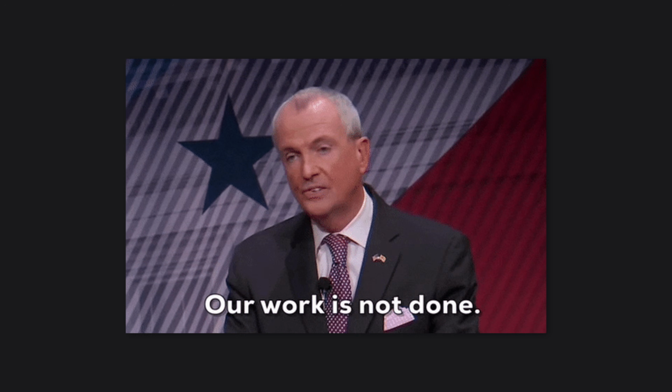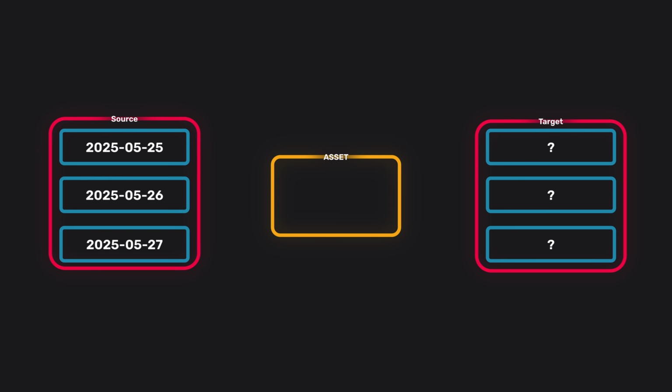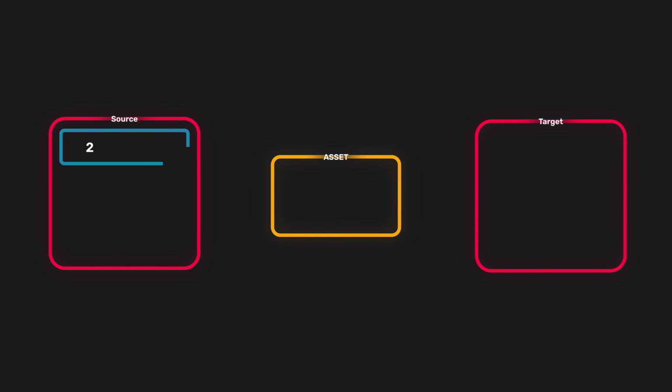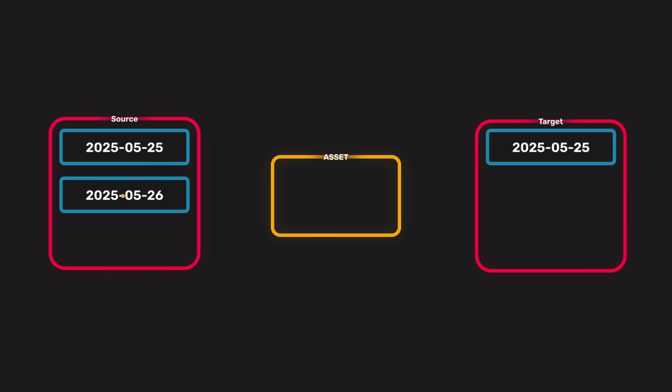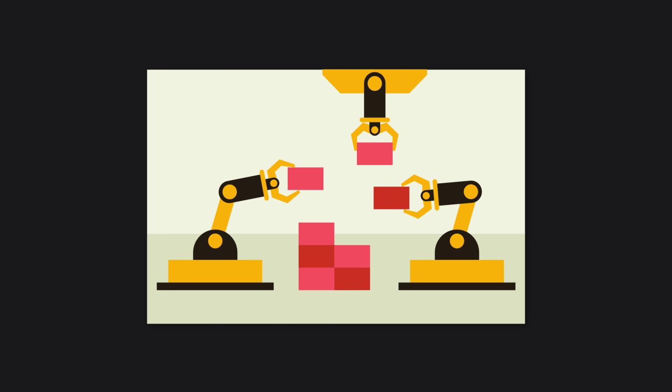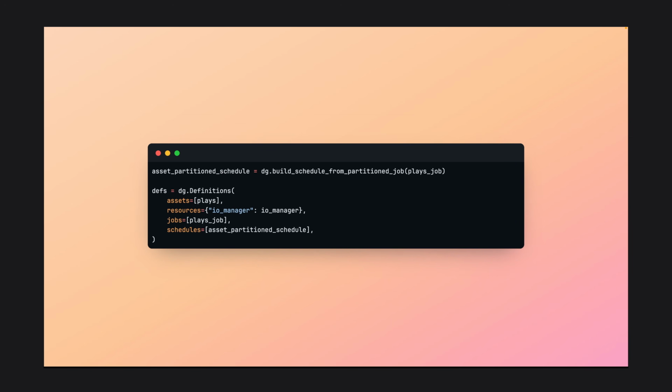There's one last thing to make a partition work: telling Dagster how the target resource stores the partition key. Without that, Dagster cannot backfill or re-ingest correctly. The fix is simple. We add a partition expression to the asset metadata, so the I/O manager knows which column to use. With this in place, Dagster can safely rerun, backfill, or selectively reprocess any partition. And now, our asset is fully partition aware and production ready. You can even generate a schedule directly from a partition job. This automatically creates a daily run for each partition, without writing separate schedule code.